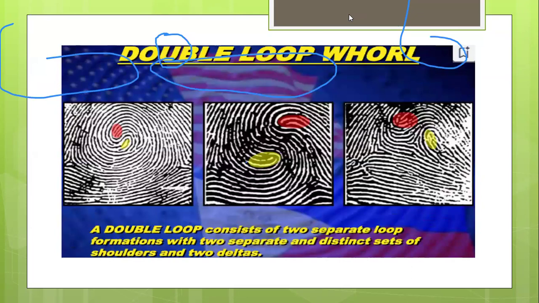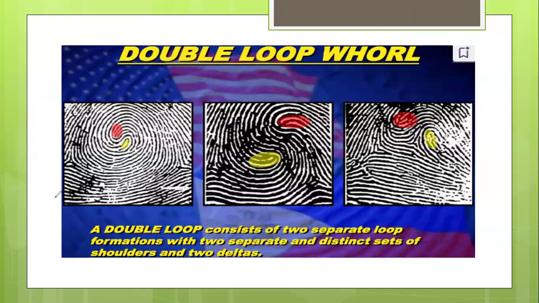Ayan. This is the variants. Ito po yung mga double loop whorl. Kung titingnan natin, this illustration representing two distinct loops na mayroon silang mga separate na shoulder. The same goes here. Ito. Kaya nga, double loop whorl. Yan. Of course, a loop pattern must have two or more deltas. Basically, two deltas yan. So this is the delta and another delta.